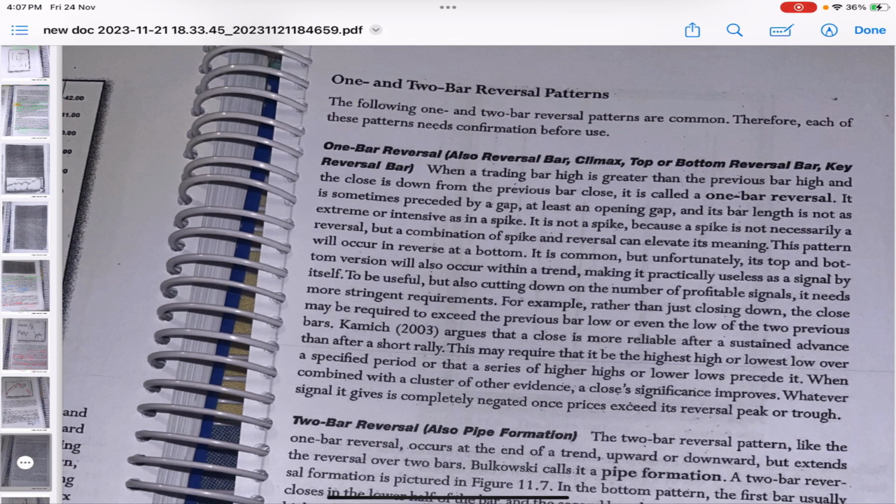It is not a spike because a spike is not necessarily a reversal, but a combination of spike and reversal can elevate its meaning. This pattern will occur in reverse at a bottom. It is common, but unfortunately its top and bottom versions will also occur within a trend, making it practically useless as a signal by itself. So you need to not just look at the pattern somewhere in the middle of the trend and assume that it is a reversal. You need to always consider it with other characteristics, because otherwise you might have a lot of whipsaws.